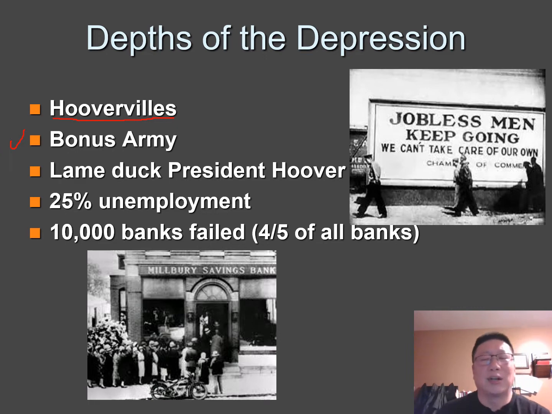So if you remember Coxey's Army during the panics in the late 1800s, the Bonus Army is similar. There were World War I veterans that were promised a $1,000 bonus, and to deal with the Depression, they wanted their bonus early. And so thousands of them actually went to Washington, D.C. They set up camp on the Anacostia Flats.